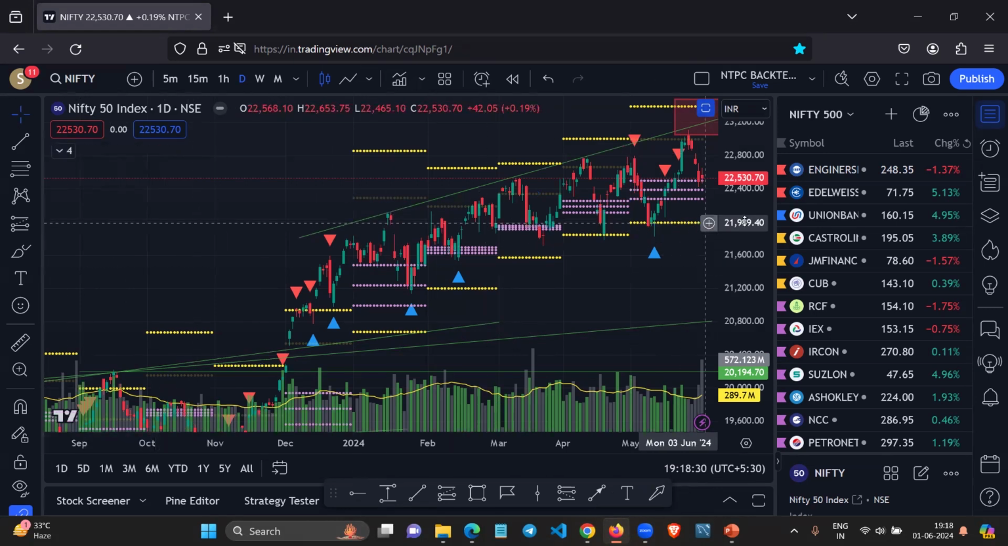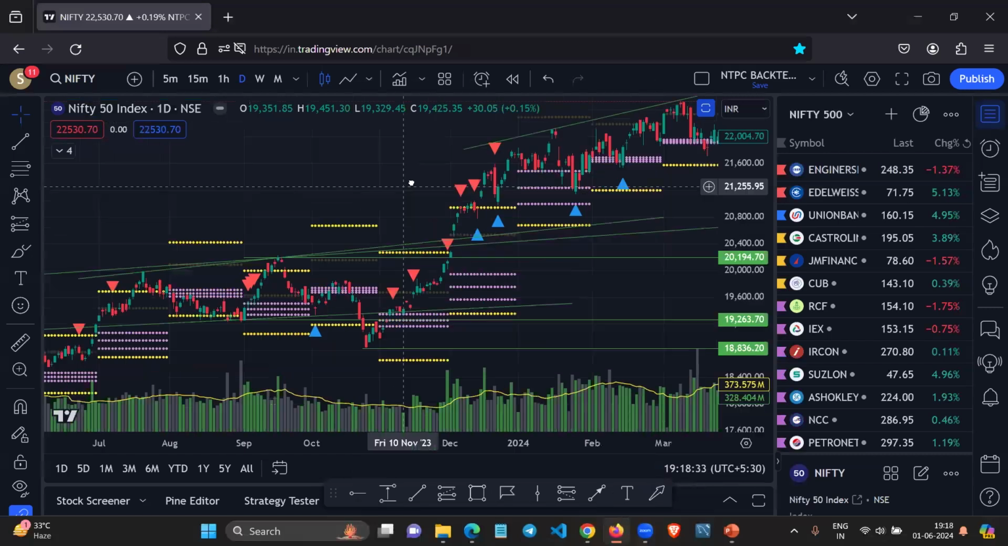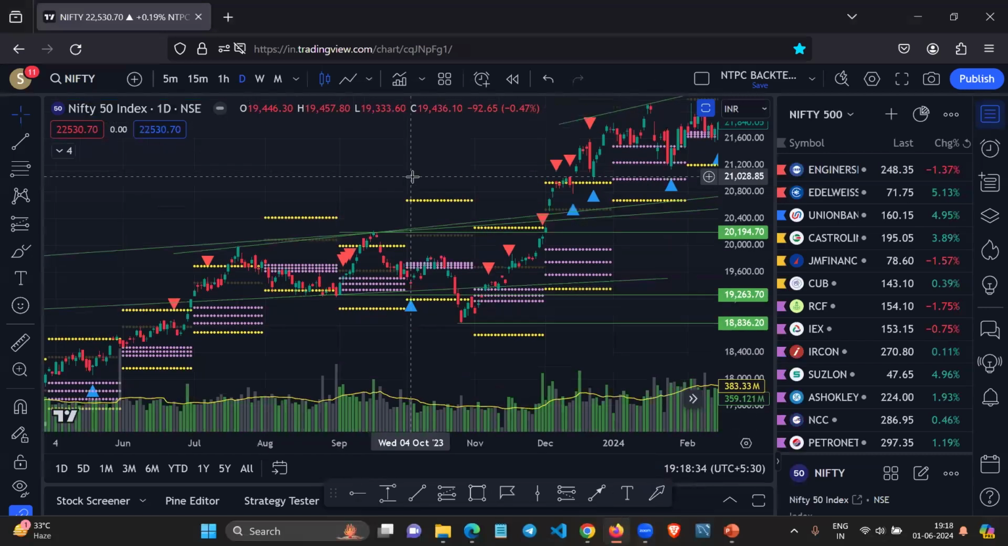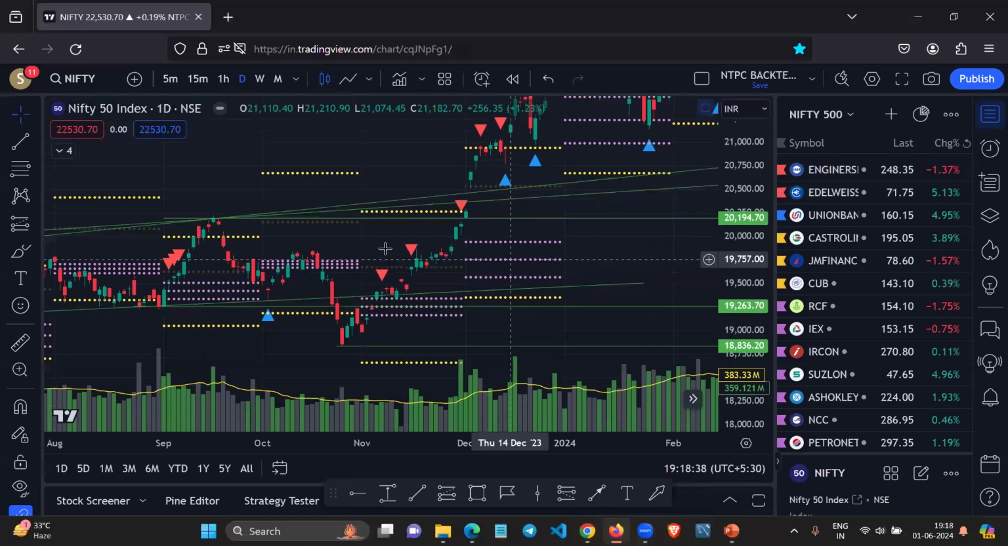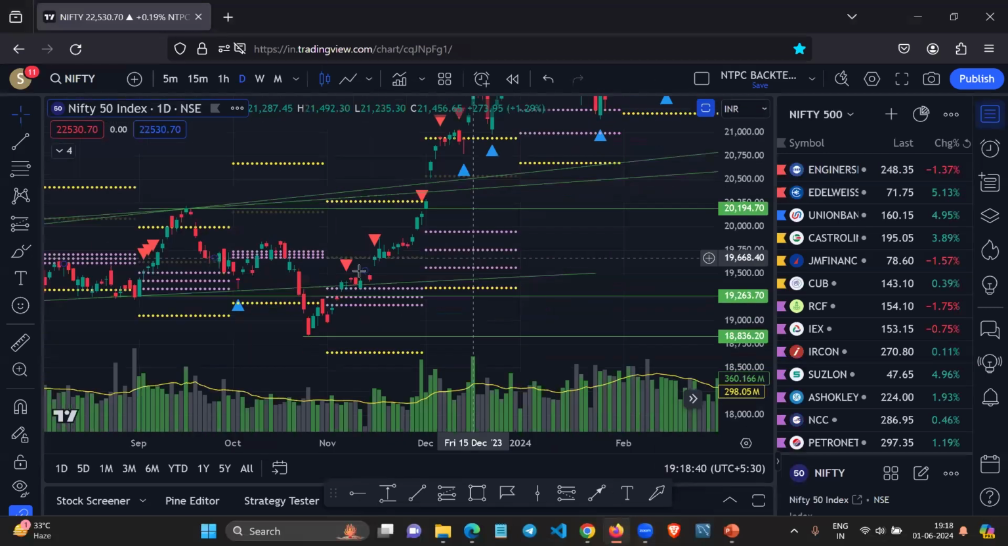Okay. So according to this strategy, what I'm planning to execute is, whenever we see that CPR, these three pink lines you see here, these are nothing but CPR. Okay. So when this CPR is in uptrend, so here you see, this is November month CPR and this is December month CPR. These three lines.